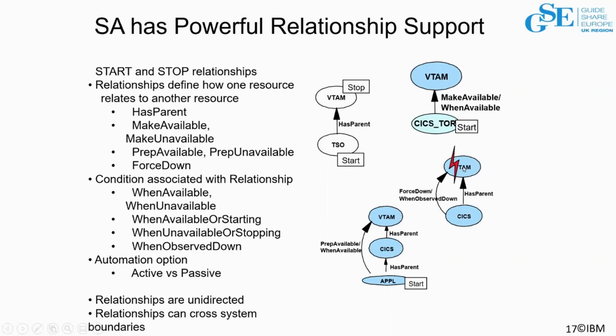Conversely, if VTAM breaks, then a force down relationship will take KICS down, because there's no point KICS being up if VTAM's down, because nobody can log on and do anything anyway. And so on and so forth. So relationships are very, very powerful, and it frees the operator from needing to know what's dependent on what, and the order that things need to be brought up or taken down in. They can take place across system boundaries, so relationships are Sysplex wide.